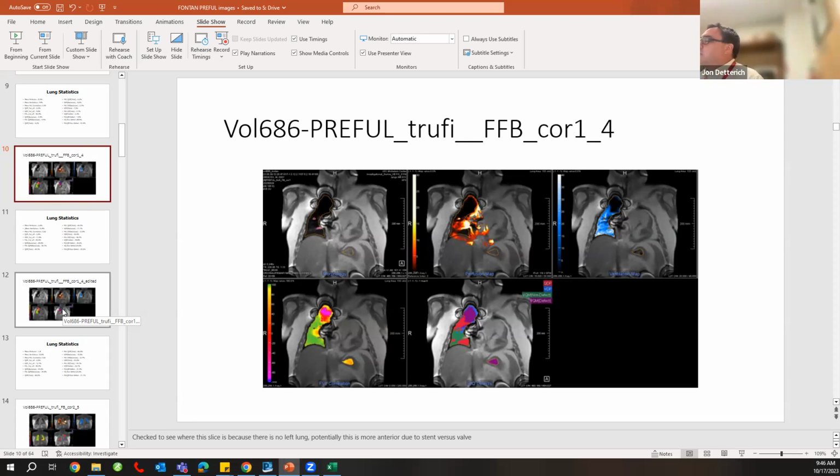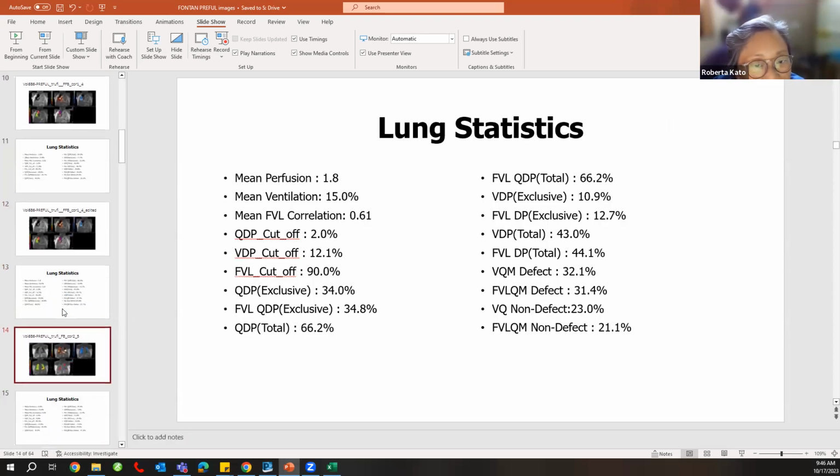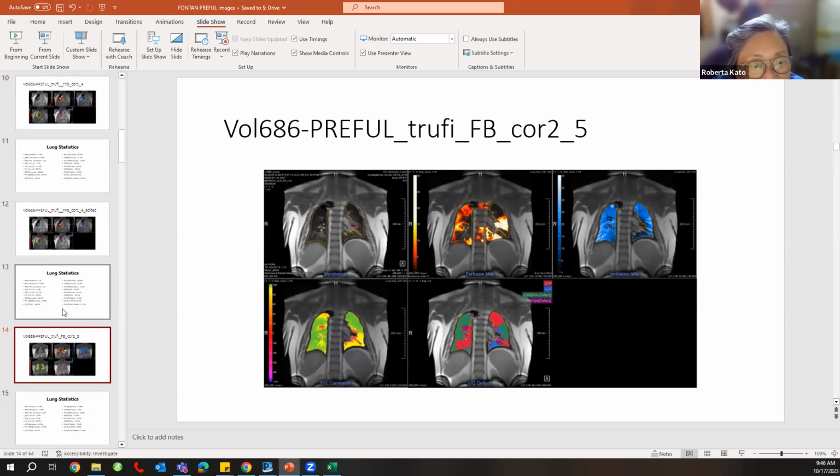Because there's this, is the more posterior slice, the same patient? That looks pretty good. This is the same patient, but a more posterior slice. So you don't have as much of the artifact. You have a little bit of the artifact, but not as much. And perfusion's very different there. So 686, coronal 1. I'll exclude that.